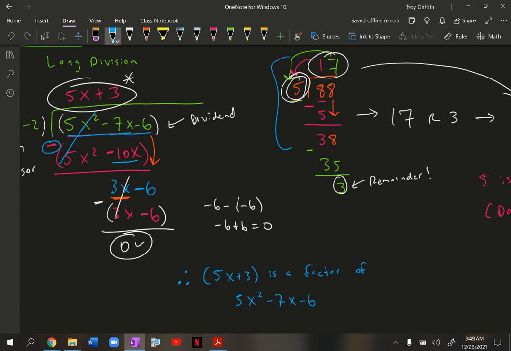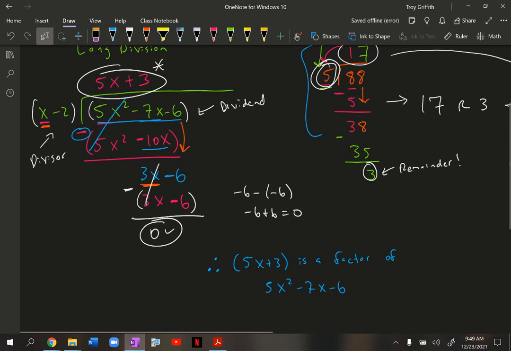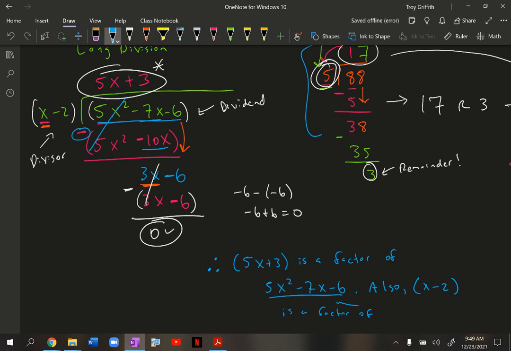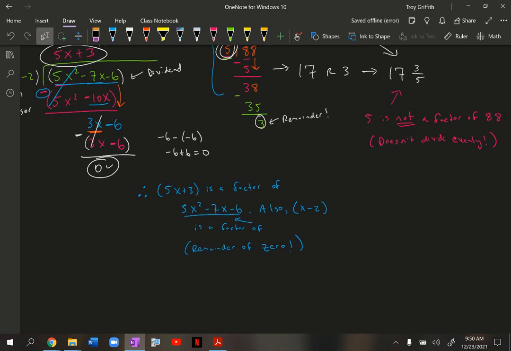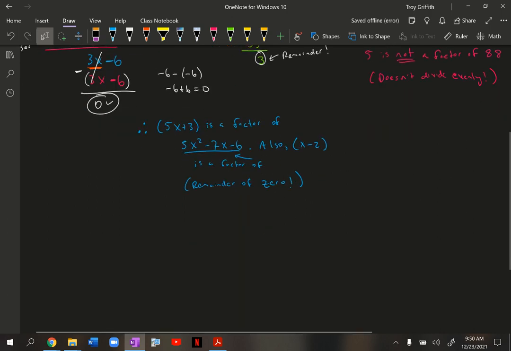Okay, and in fact, hopefully you guys are tracking with me here, not only is 5x plus 3 a factor of this, but also the thing that we divided by, x minus 2, is a factor of this. The reason I know that these are factors is because when divided, I got a remainder of 0. This is a big thing that we're going to be looking for over the next few days: do I get a remainder of 0 when I do my division? And I do.